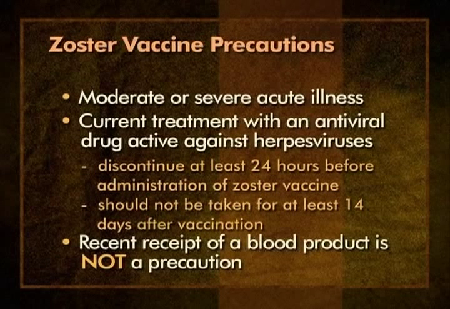Persons taking these drugs should discontinue them at least 24 hours before administration of zoster vaccine, and the drugs should not be taken for at least 14 days after vaccination. Unlike most other live virus vaccines, recent receipt of a blood product is not a precaution for zoster vaccine. Zoster vaccine can be administered at any time before, concurrent with, or after receiving blood or other antibody-containing blood products.